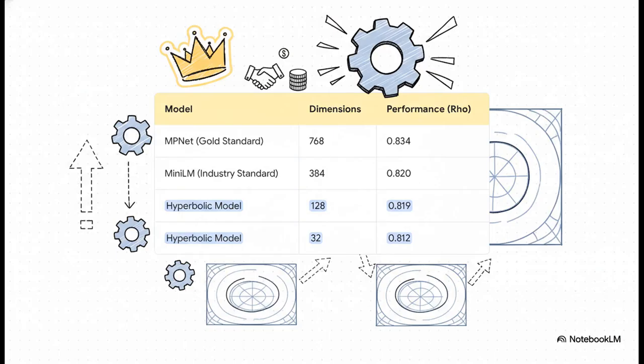Okay, just look at the raw numbers here. The gold standard model, MPNet, gets a performance score of about 0.83, but it needs a whopping 768 dimensions. The industry standard is right behind it at 0.82, with 384 dimensions. But now, look at the hyperbolic model. At just 128 dimensions, a third of the size of the standard, it scores 0.819. That's basically the exact same performance.